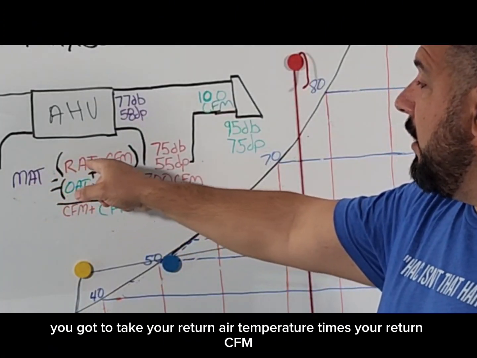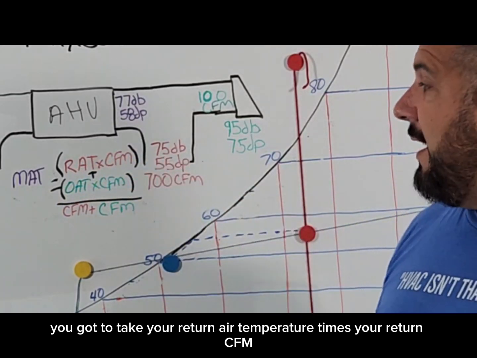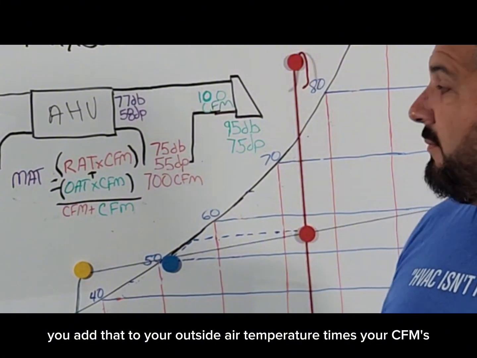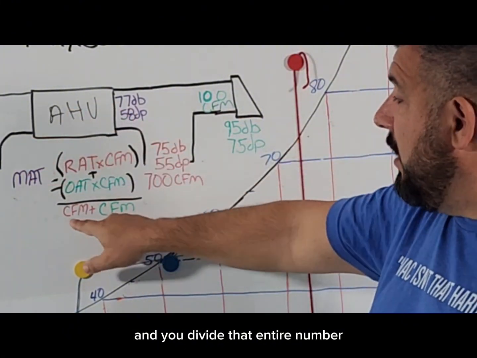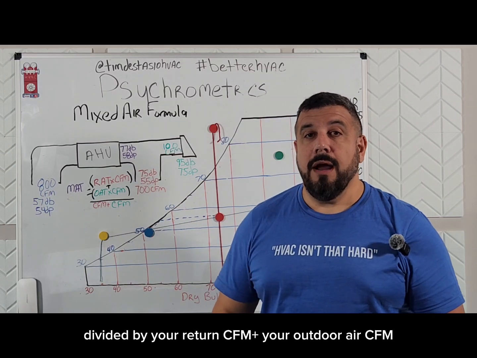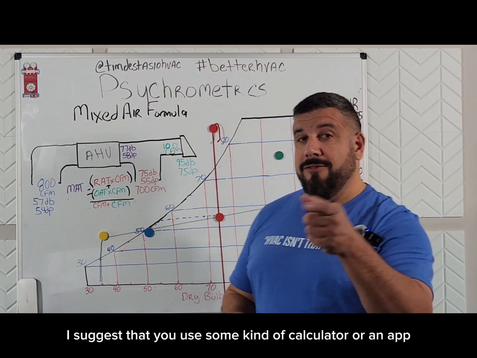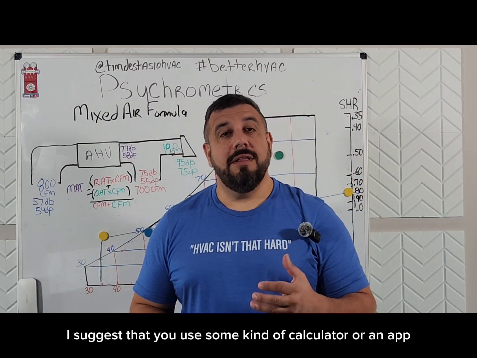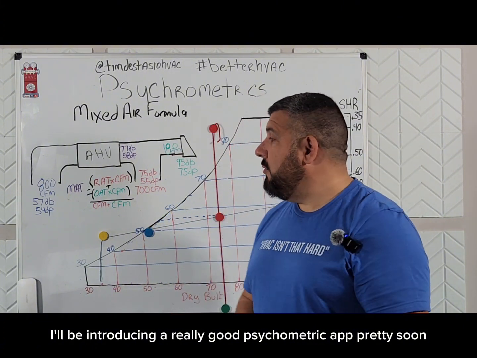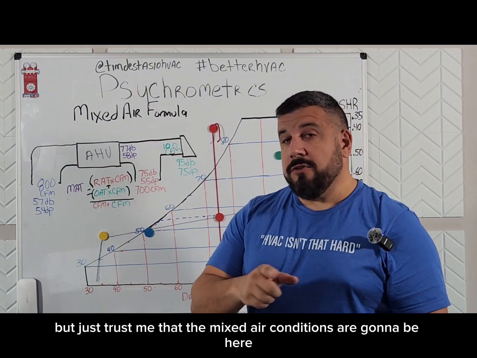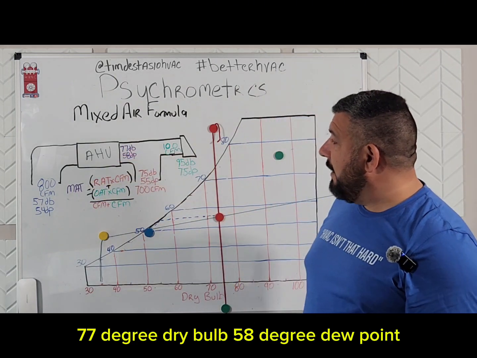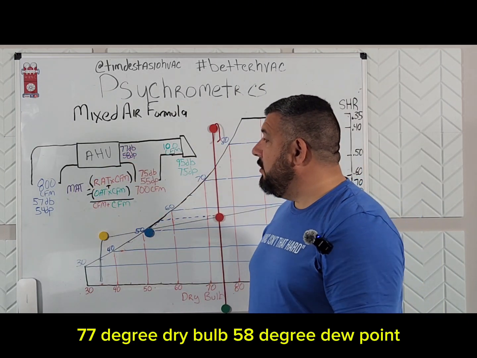You take your return air temperature times your return CFM, add that to your outside air temperature times your outside air CFM, and then divide that entire number by your return CFM plus your outdoor air CFM. That's a lot of math. I suggest that you use some kind of calculator or an app. I'll be introducing a really good psychrometric app pretty soon that'll do that for you. But just trust me that the mixed air conditions are going to be here: 77-degree dry bulb, 58-degree dew point.